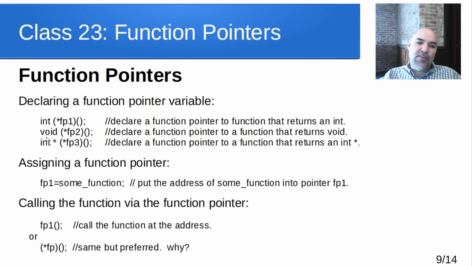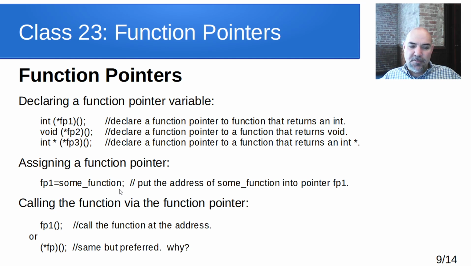So we have to give them a return type. And then to assign a function pointer to the address of some actual function, we do it a lot like we do with arrays. So we say fp1, like this function pointer 1, set it equal to the name of some function by itself.